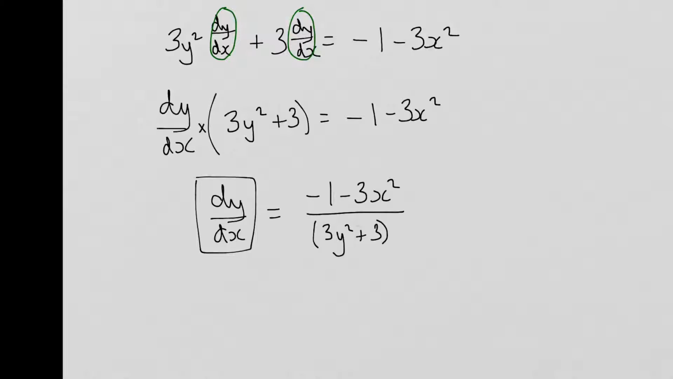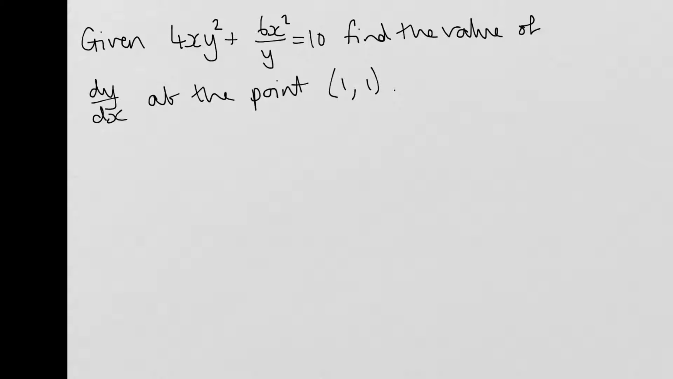Okay, so here's the second example, which is going to level up in 2 ways. The first is that if you have a look through, so you've got 4xy squared plus 6x squared over y is equal to 10. You'll notice that I now have a coupling, so I have the x and the y together in both of these terms.